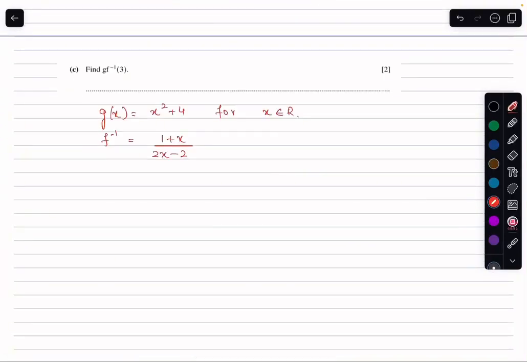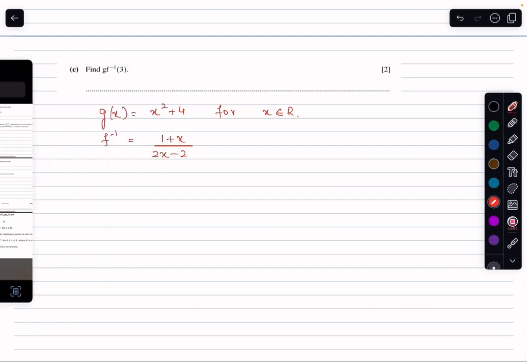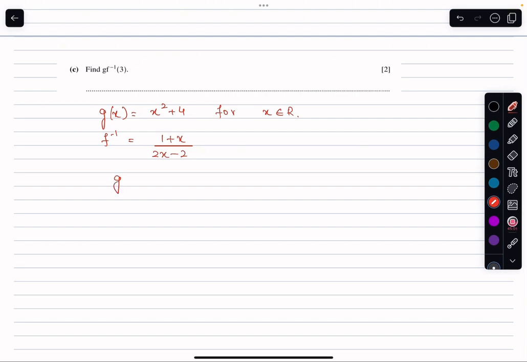This part C of the question says find g f inverse of 3. So first we need to find the composite function g f inverse. To have this composite function, I know that in the function g I should be substituting f inverse, so that this becomes ((1 plus x) divided by (2x minus 2)) the whole squared, and then plus 4. So this is going to be the composite function g f inverse.